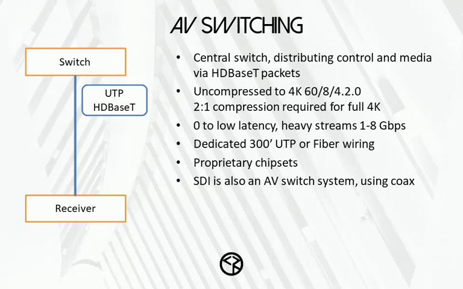The streams are pretty heavy, going from 1 to 8 gigabits in a system. The wiring will be dedicated up to 300 feet, or you'll go fiber for longer runs. The chipsets are typically proprietary. I use that in a loose way because they're made by HD-Base-T, so that makes it proprietary. They're supposed to be more universal, interoperable, but I still don't think a person with Crestron is going to use an AMX receiver at the other end or somebody else's. They're pretty much going to stay within the same product line for the design.